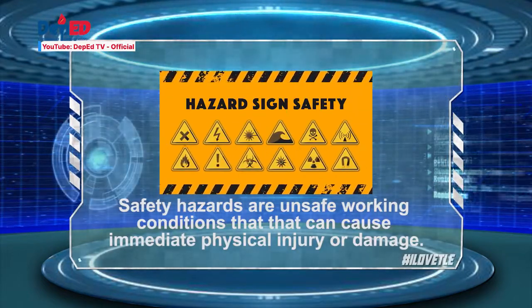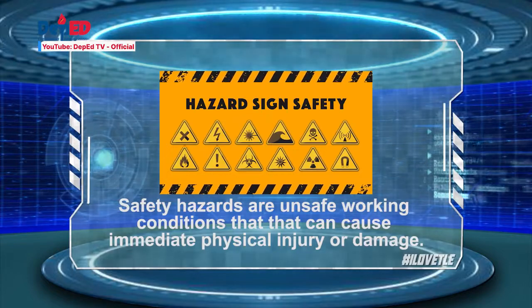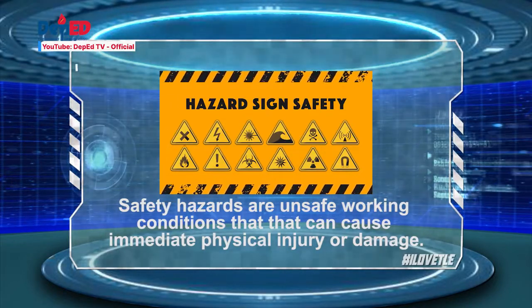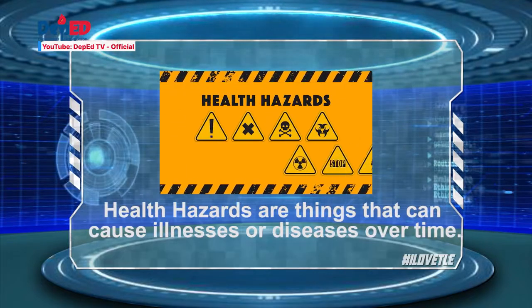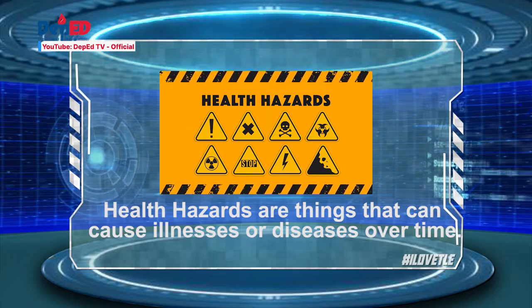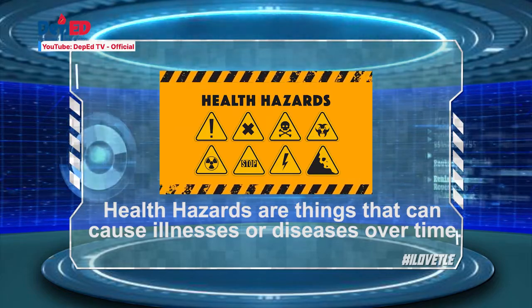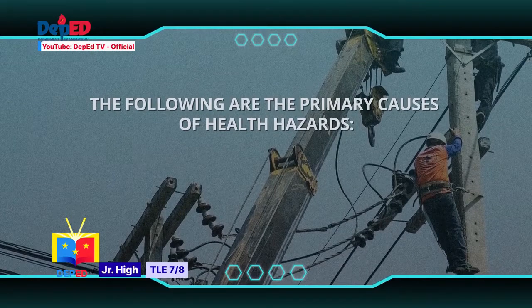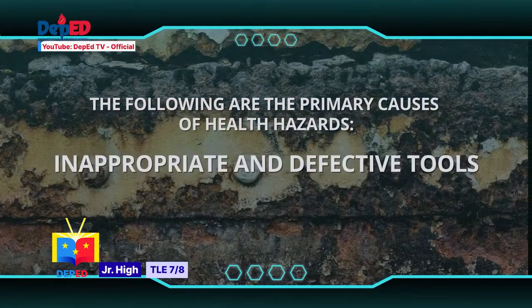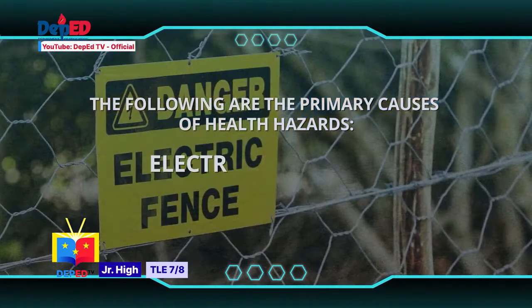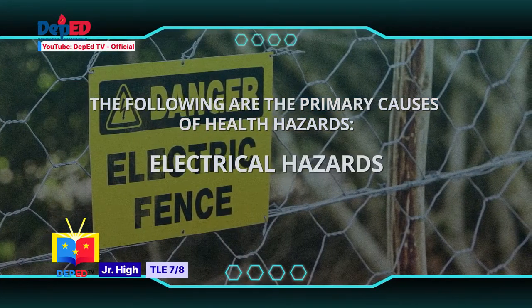3. Safety hazard. A safety hazard is something that can cause immediate physical injury or damage. Health hazards. Health hazards are things that can cause illness or diseases over time. The following are the primary causes of health hazards: inappropriate and defective tools, unguarded machines, and electrical hazards.